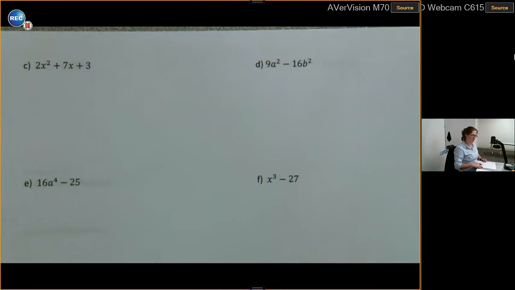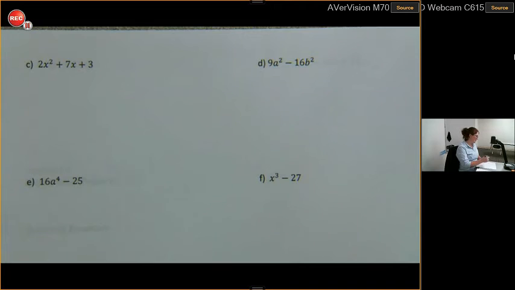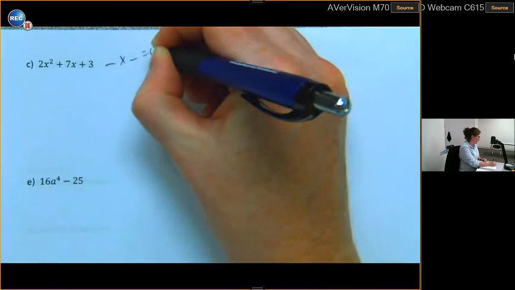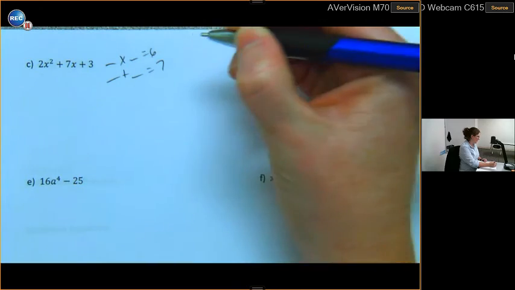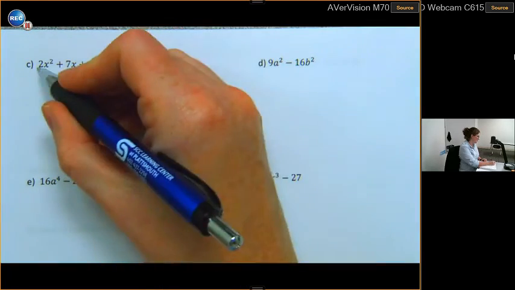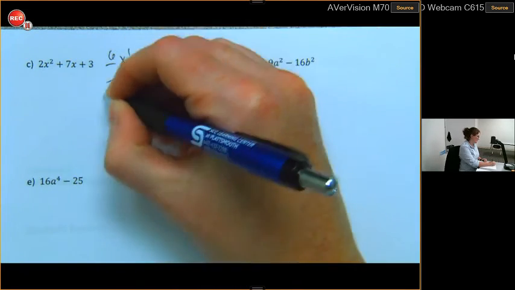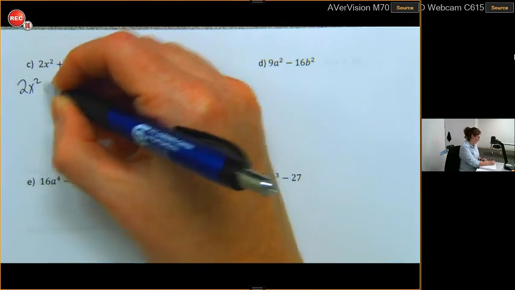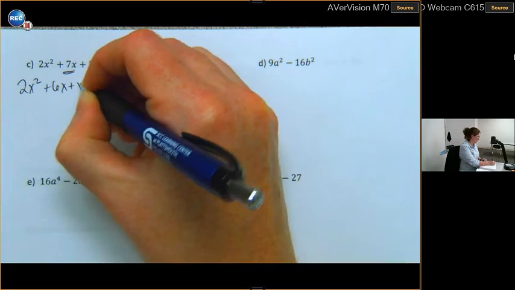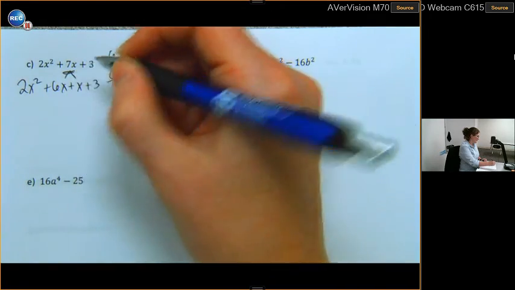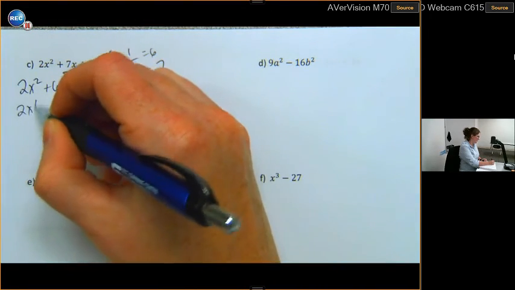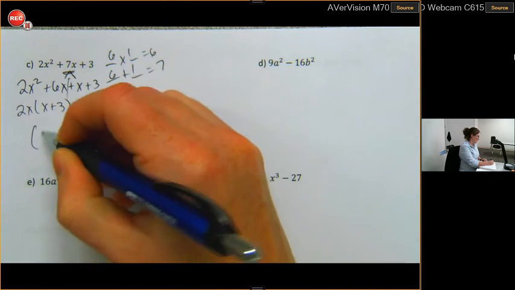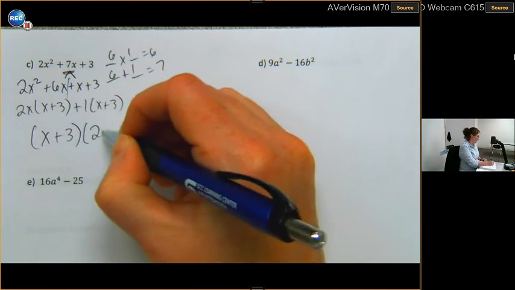Part C, we have a trinomial with a number in front. The AC method would look like this. I would look for two numbers that multiply to 6 and add to 7. 6 is from 2 times 3, so that's 6 and 1. So I replace that middle with 6x and 1x, and then I factor by grouping. I get x plus 3 times 2x plus 1.